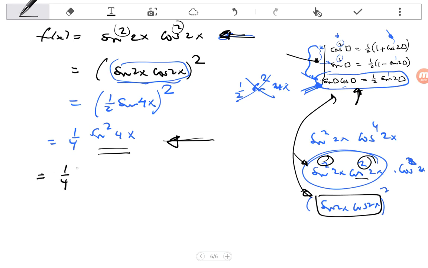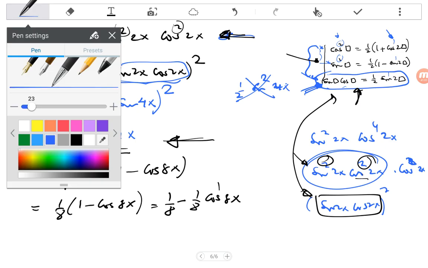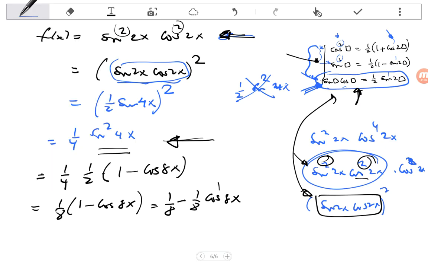So that's why this will be 1 over 4 of 1 minus cosine 8x, which is double the angle. So that's why that will be 1 over 8, 1 minus cosine double the angle. Now we have achieved a standard expression that we have cosine power 1. Now the expression is ready to find the amplitude and the frequency.